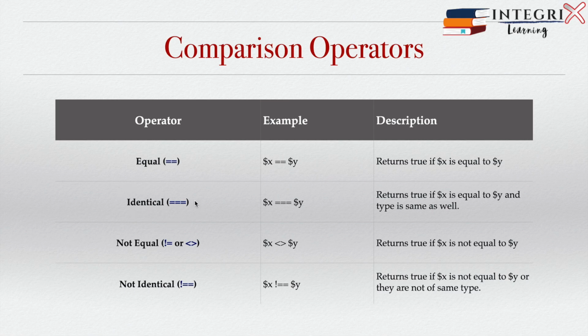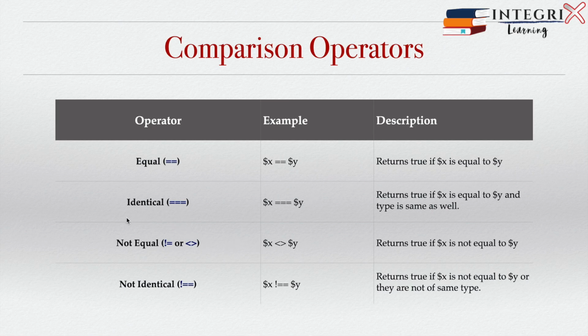Identical operator is similar to equal operator. The only difference is here it returns true when both operands are same, and also their data type is same. In PHP we have different data types like integer, float, string. So if you have a variable where you store 4 as an integer, and then you have another float variable where you store 4.0, then it won't return the same value.